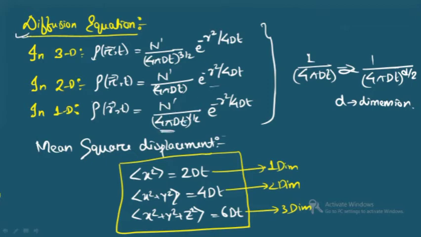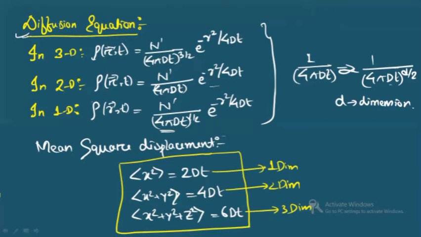Means you have to see the power of the 4 pi Dt term, and you have to remember that it is d by 2. For 3 dimension it is 3 by 2, d is denoting the dimension. For 2 dimension it is 2 by 2, so it's 1. For 1 dimension it will be 1 by 2. Here you see this D, it is the diffusion coefficient.